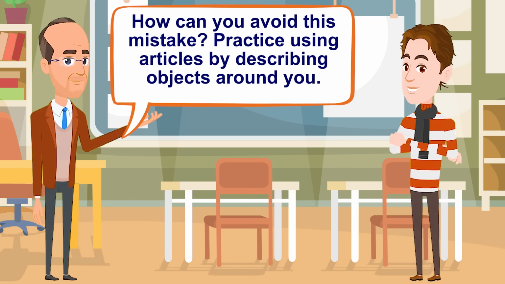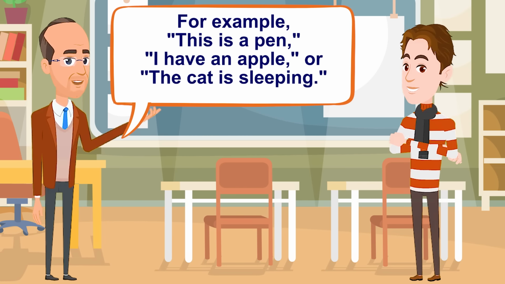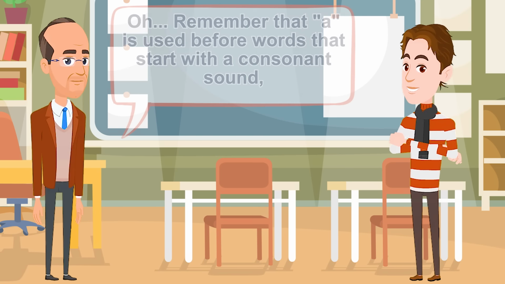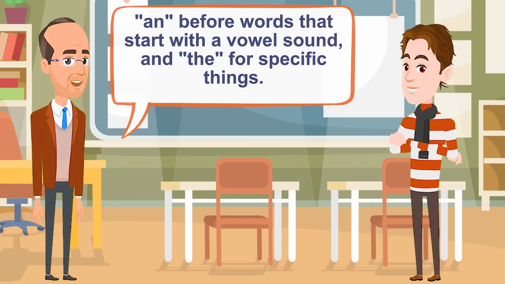How can you avoid this mistake? Practice using articles by describing objects around you. For example, this is a pen. I have an apple. Or the cat is sleeping. Remember that a is used before words that start with a consonant sound, an before words that start with a vowel sound, and the for specific things.